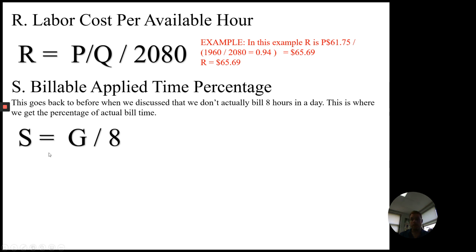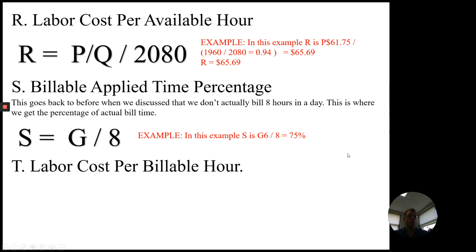So S, and once again, get your pen, your paper, and keep this all written. S is G divided by 8. So G before was your hours that you work, or your billable hours in a day, which I put 6. So you do 6 divided by 8, which is a standard 8-hour workday, equals 75%. So we know that we bill 75% of the time. Simple, right? So once you get S as 75%, using R and S, you're able to get the number that you need of what it would cost you to bill 6 hours to cover the 8 hours.